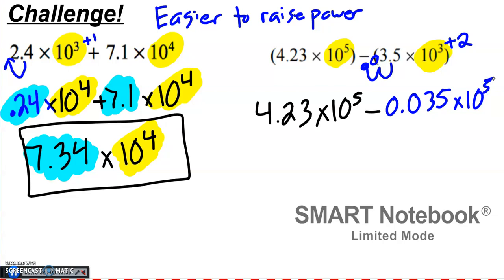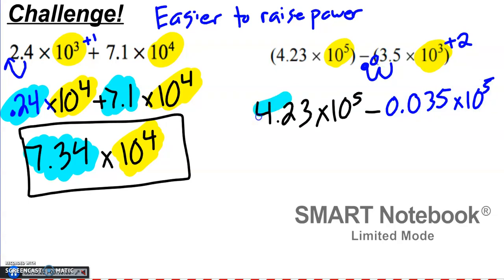And let me show you, if we plug this number, 3.5 times 10 to the third, into your calculator, it's going to be the same as this number here. Okay, it's going to be the exact same. So we're not changing the value, we're just changing the way that it looks. So now we can do this actual operation.